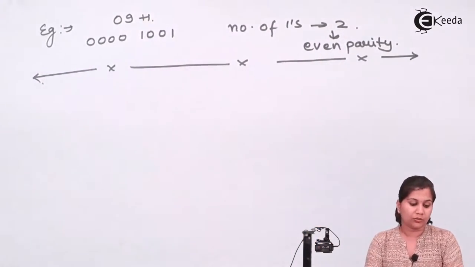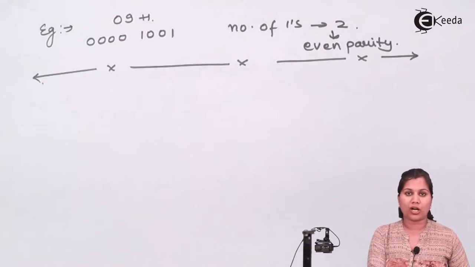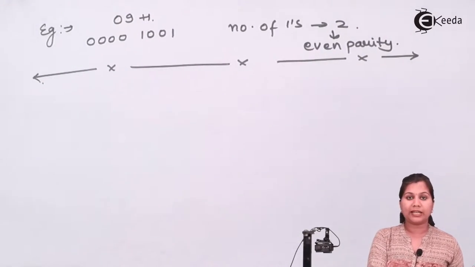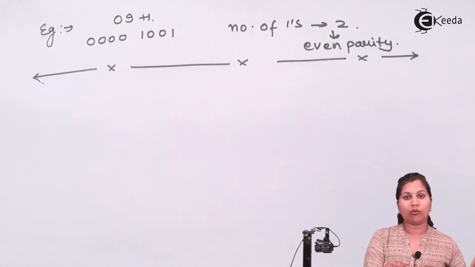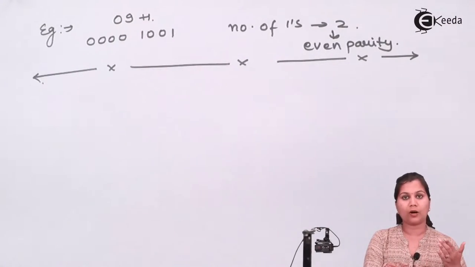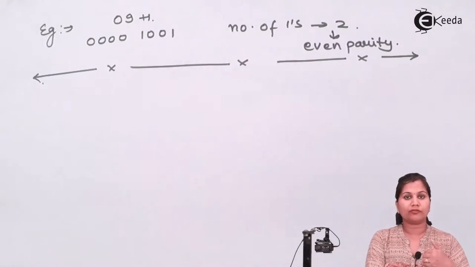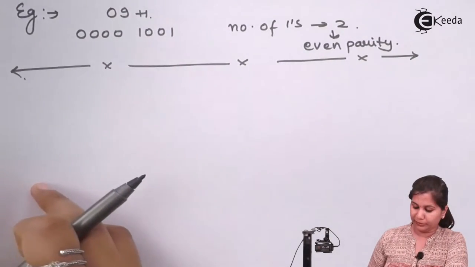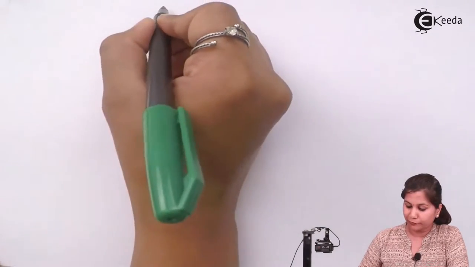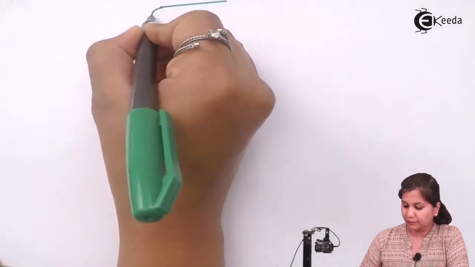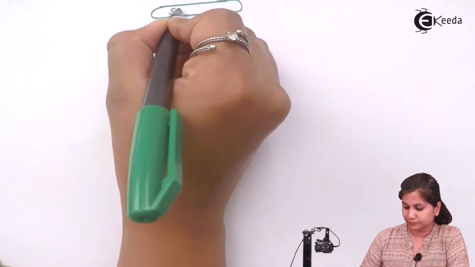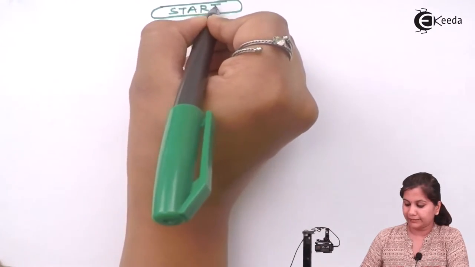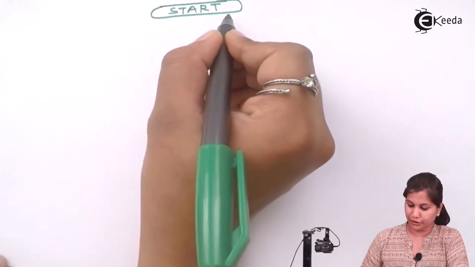Okay, now let's draw the flowchart for this program, because with the help of the flowchart we will get to know what will be the sequence of steps, how the instructions should be written, and in which way the data will flow. The direction of flow will be known to us. So let's draw the flowchart. Now in the flowchart, the first block is always the start block, and this start block is shown in the oval shape.